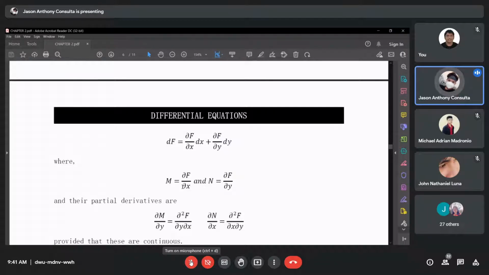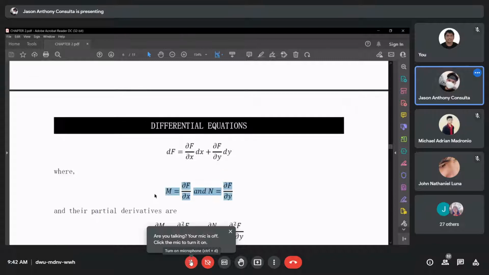so the partial differential of f is equal to the partial differential of f with respect to x dx plus partial differential of f with respect to y dy, where M is equal to the partial differential of f with respect to x and N is equal to partial differential of f with respect to y. Pangalawang tatandaan.